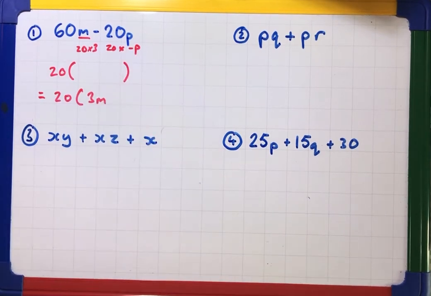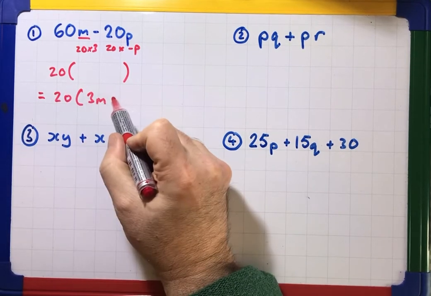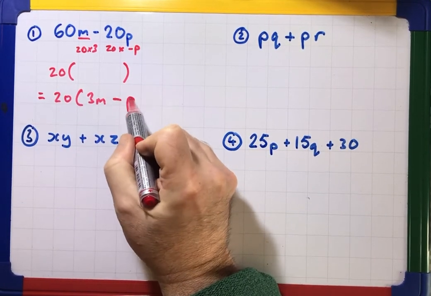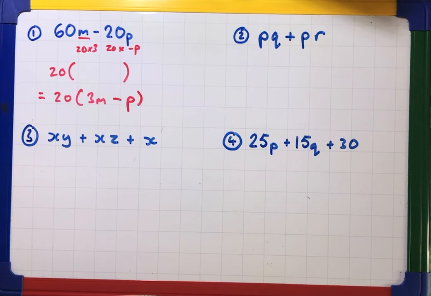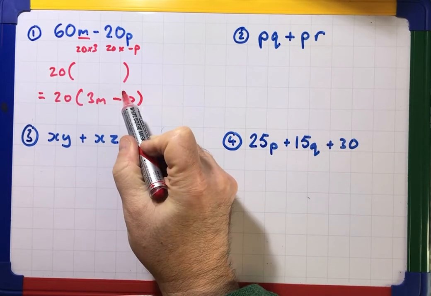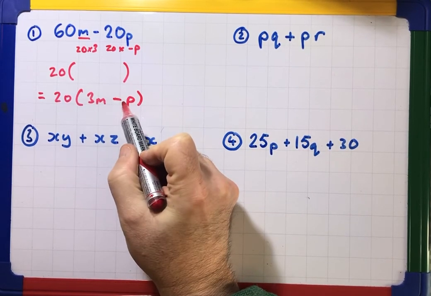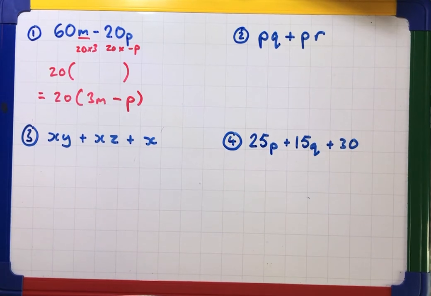We could write minus 1p, but we really should write minus p, because remember in algebra, we don't write 1p, we just write p. So we would have minus p there, and that would be it finished, okay? You wouldn't be marked wrong if you put minus 1p, but it's not really very good form. You should write it as minus p.